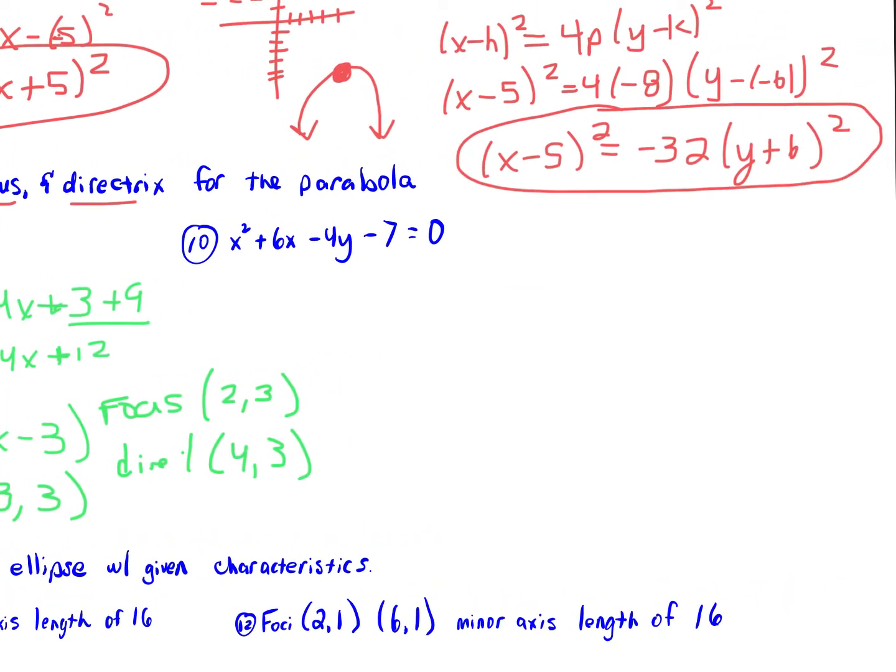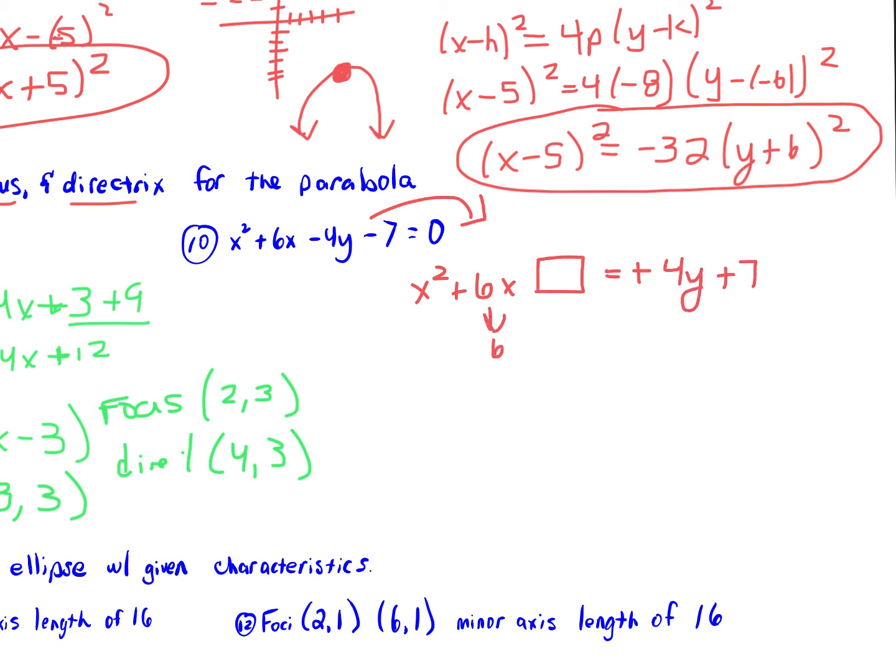And number 10, we're going to do the exact same thing again. And I'm going to group my x's. So I have x squared plus 6x. Then I have my box because I'm going to complete the square. And I move this to the other side. So I have equals positive 4y plus 7.